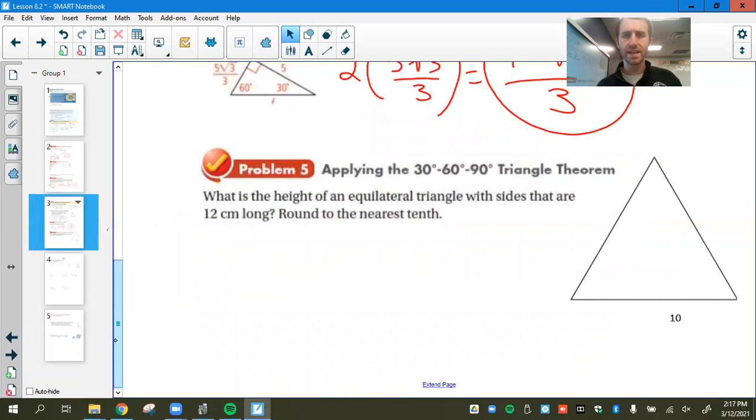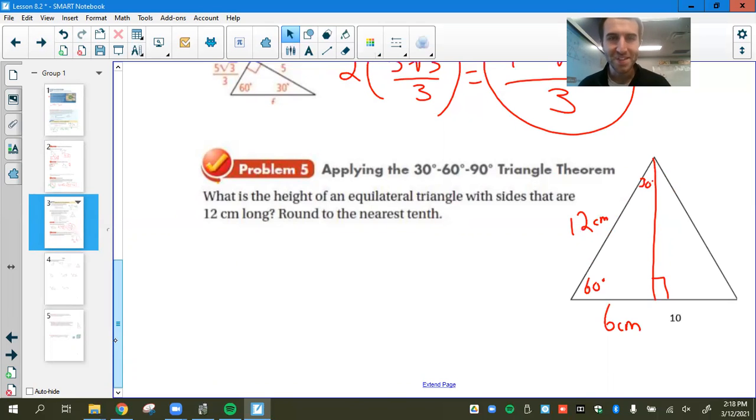And our last problem, a 30, 60, 90-degree triangle, okay? So that is an equilateral triangle off to the right, which means all angles are 60 degrees, right? We want to know what is the height of an equilateral triangle with sides that are 12 centimeters long. Each side is 12 centimeters. We want to know what is the height. Well, that height cuts the side in half. So now my bottom base is just 6 centimeters. And the top angle got cut in half.